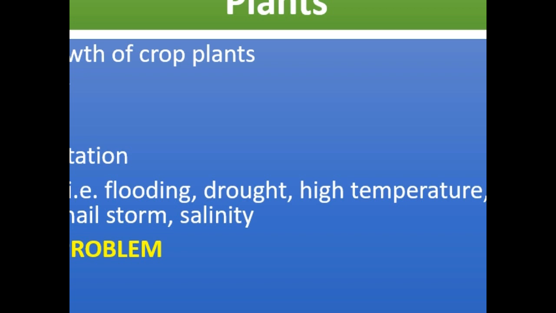If we see the diagnosis process, we can see the abnormal growth of the crop plants. The causal agents of abnormal growth of crop plants are physical injury, insect attack, disease infestation, abiotic stress, that is flooding, drought, high temperature, low temperature, hailstorm, salinity, and nutritional problems, deficiency and toxicity.